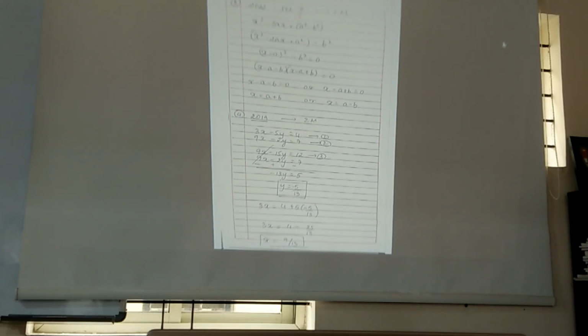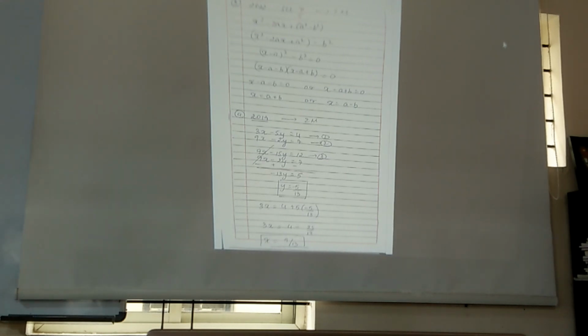Next, the fourth one was simultaneous linear equations. Two equations were given: 3x minus 5y is equal to 4 and 9x minus 2y is equal to 7. Solving those two equations, you will get x value as 9 by 13 and y value as minus 5 by 13.